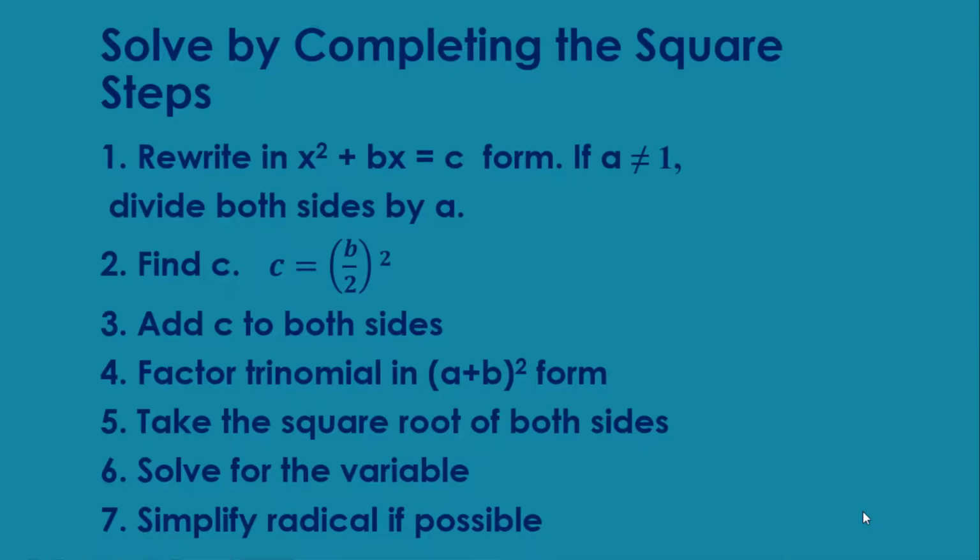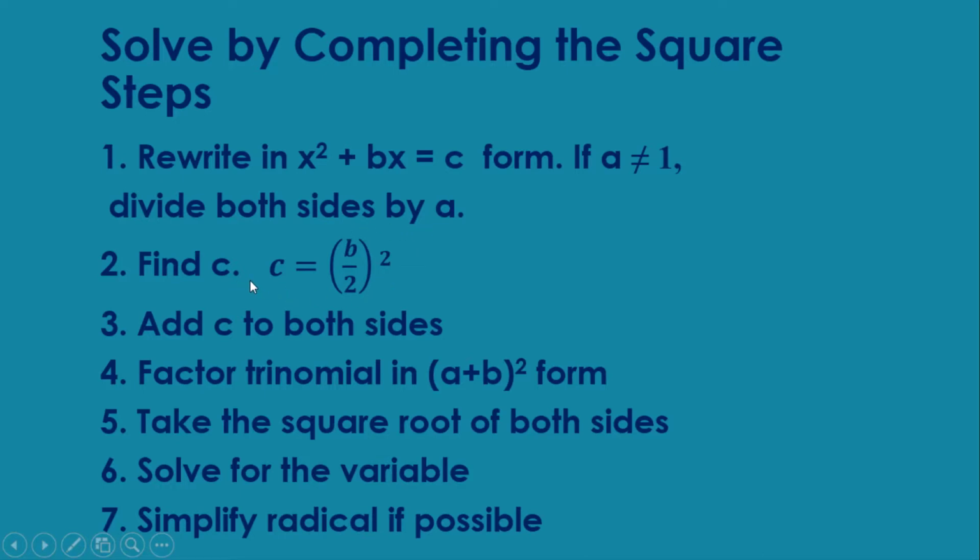We're going to be solving quadratic equations by completing the square. Our first step is going to be to rewrite the equation as x squared plus bx equals c form. So we're going to need our quadratic and our linear term on the same side. Now if your a does not equal 1, you will need to divide both sides by a.